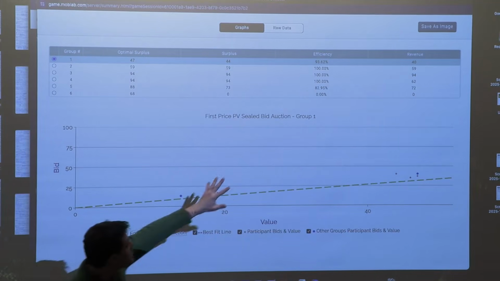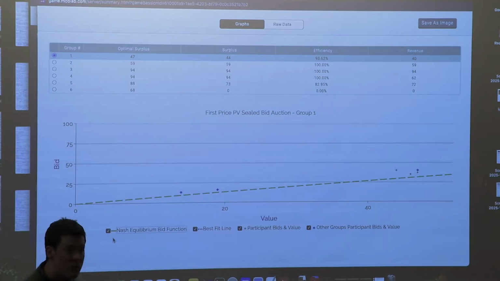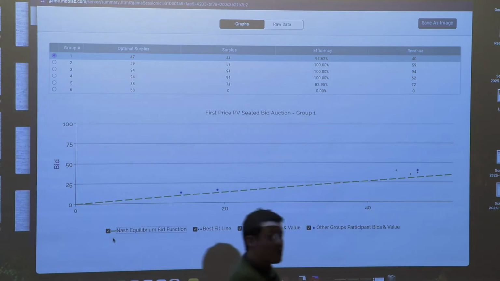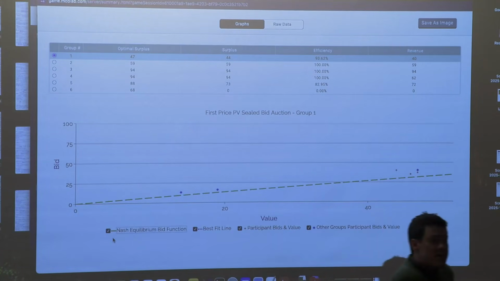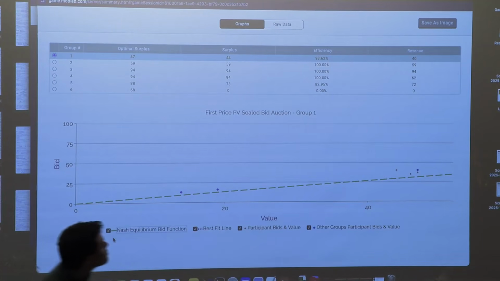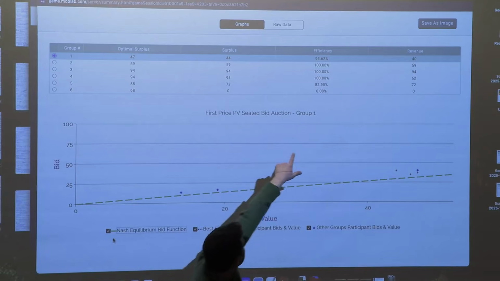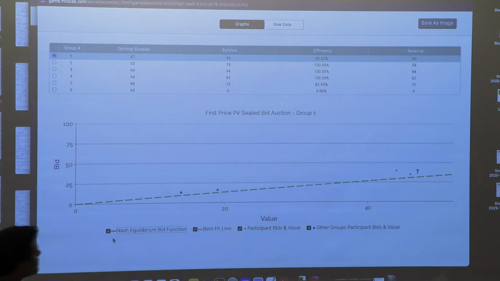So we see that the allocation was quite efficient. In one case, we see efficiency was 93%. That means the item did not go to the person who valued it most, but it happened to be that someone else valued it almost as much as the person who valued it most, 93%, and so not too much of an efficiency loss. In group 5, we did a little bit worse, 82%, and then the last group, I think we just didn't finish there.